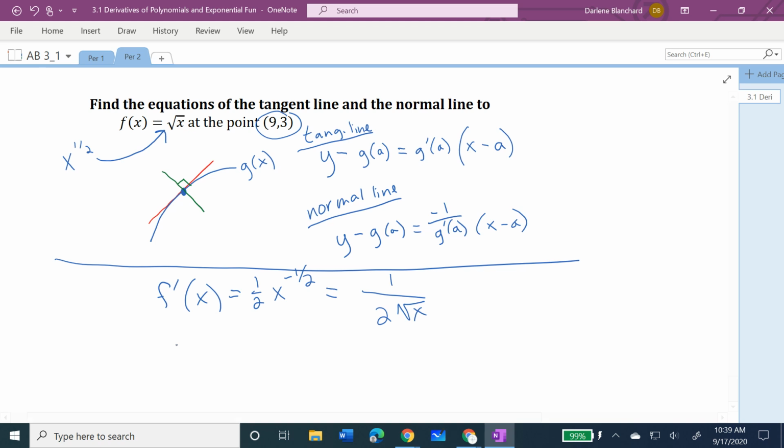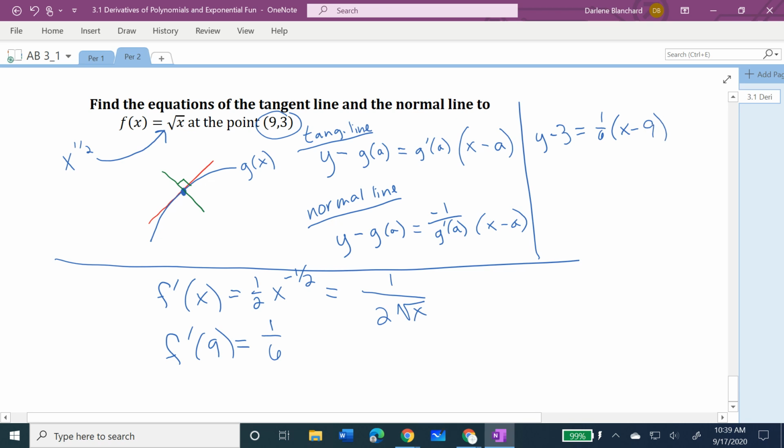All right. So f prime of 9 is equal to 1/6. So that means that the tangent line is y minus 9 equals 1/6 times x minus 3. I'm dyslexic again. But anyway, the y coordinate is the 3, the x coordinate is the 9. There we go. There's your tangent line.